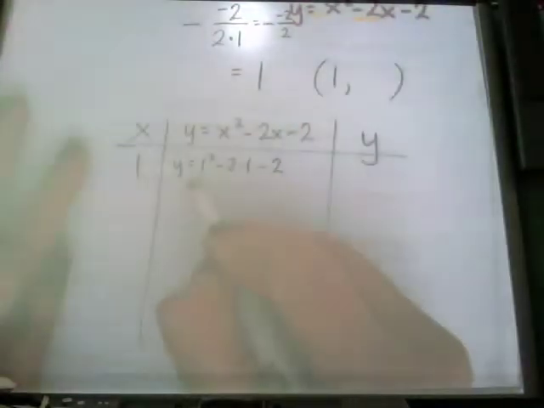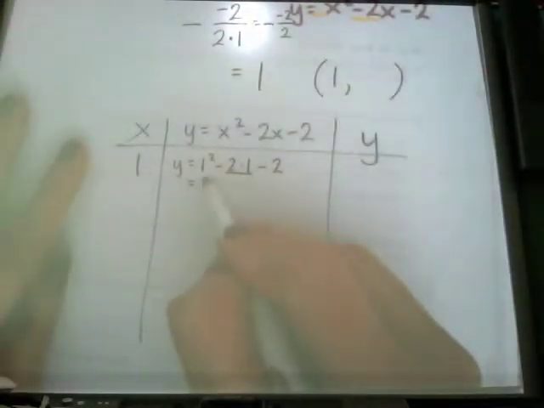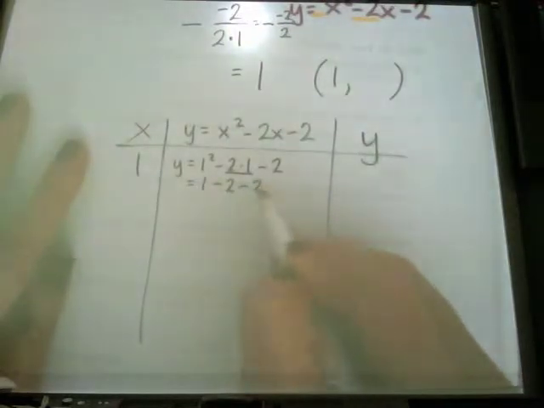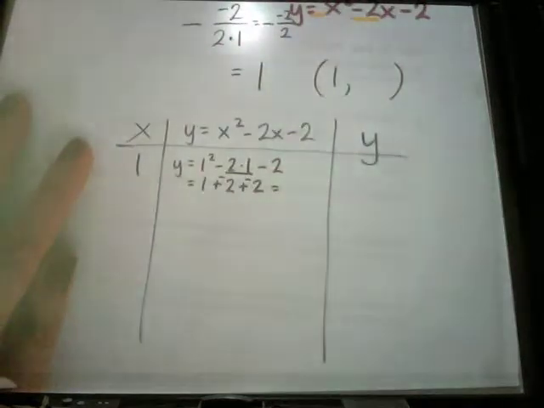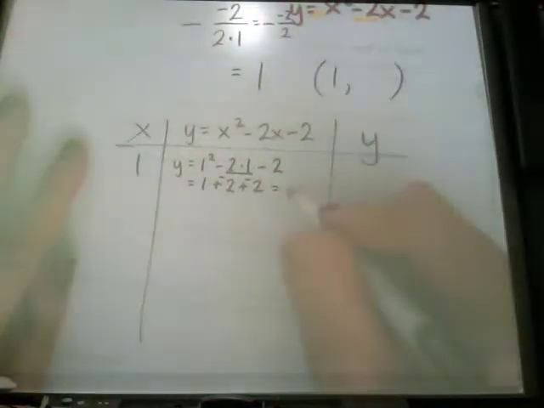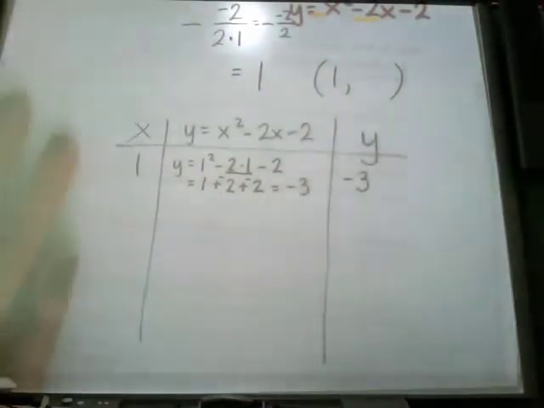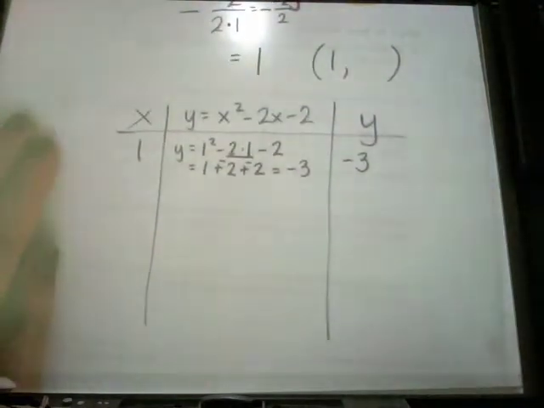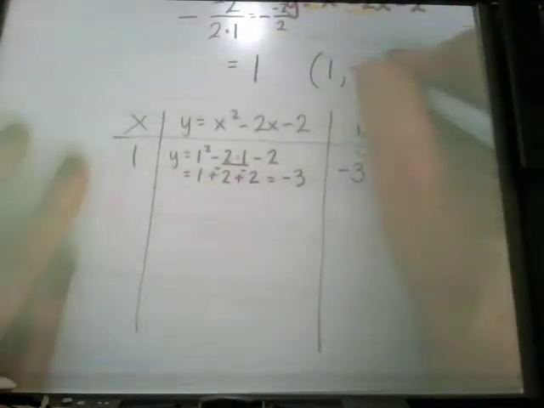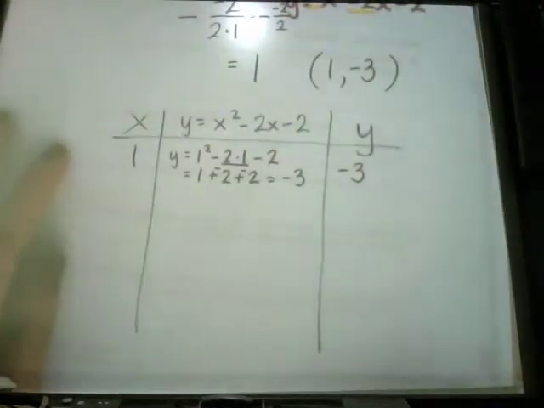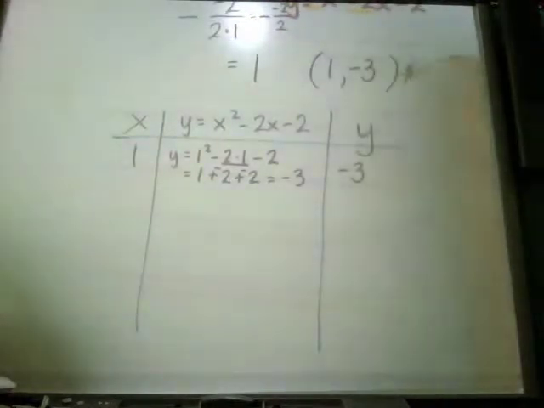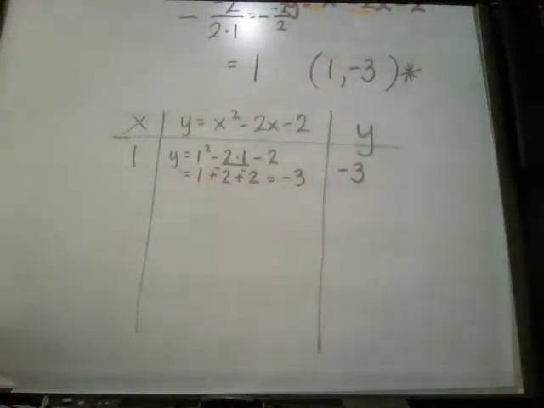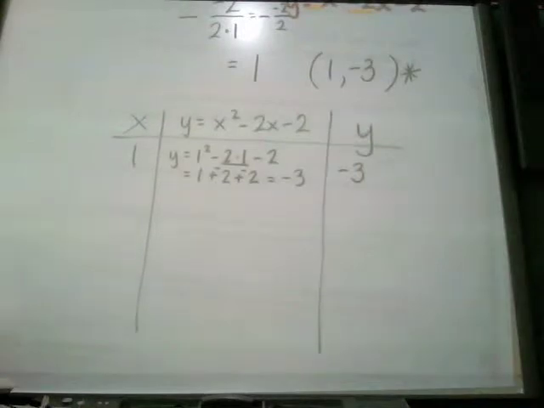Be careful with your PEMDAS and your negatives. This is 1 minus 2 minus 2. If I add the opposite all the way across, I get -3. Now I did that math pretty quickly. You're going to want to make sure that you do it properly, slowly, carefully. All right, this is my vertex point. I plugged in 1, we do the math, we get out -3. Now it's time to start graphing, and then we'll come back to our chart.